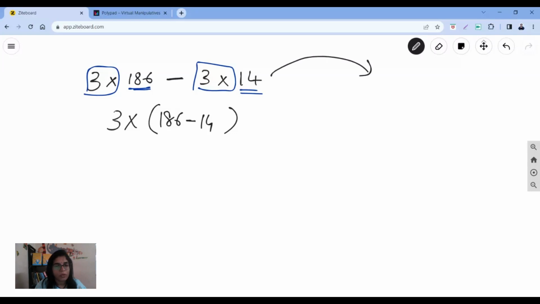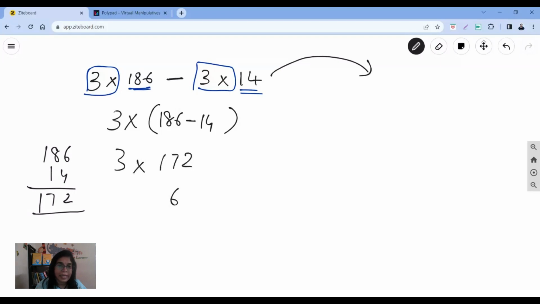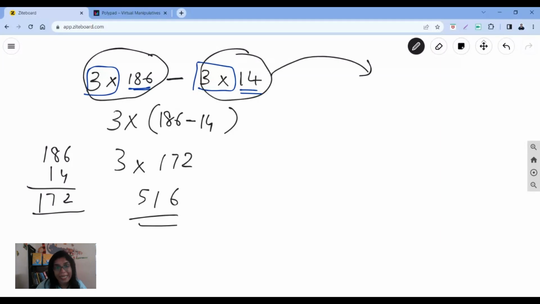Now, how can we do this? Instead of doing this 3 times 186, 3 times 14, all those things, we can just do the subtraction first, which will give you a 172, and just multiply this 172 with the 3. We will get the answer 516, right? If you want to verify, you can check doing the multiplication and subtracting it. You will get 516. I want you to try that and see.